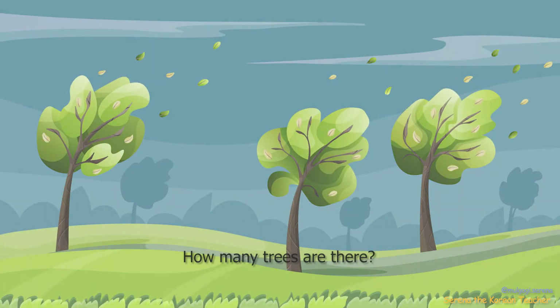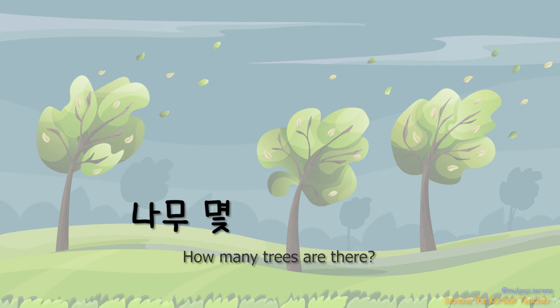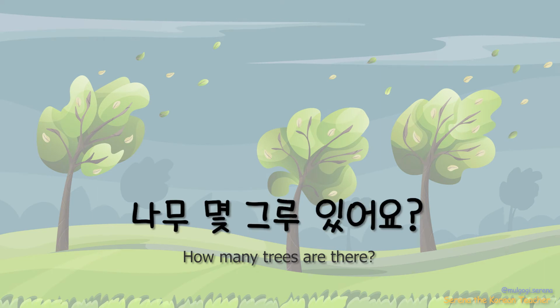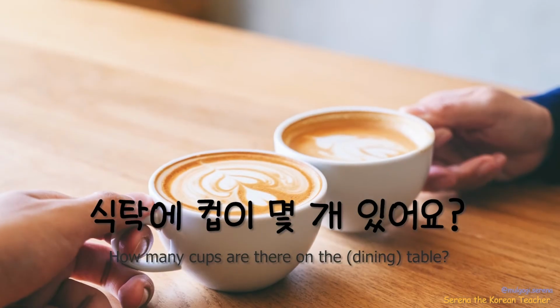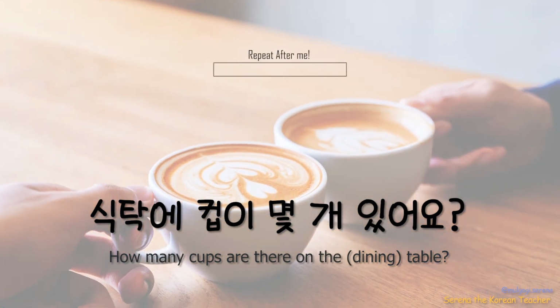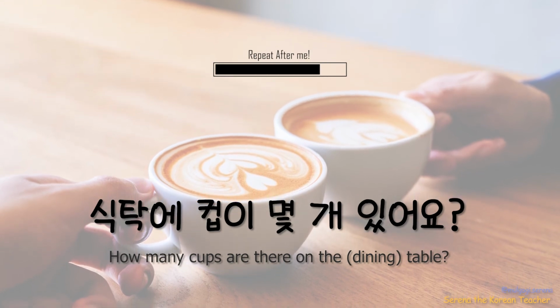Not bad, right? How many trees are there? 나무 몇 그루 있어요? 공원에 나무 몇 그루 있어요? 식탁 is table, right? 식탁에 컵이 몇 개 있어요? Very simple. You can just make random sentences, right? Korean. 좋아요. So keep practicing, alright?